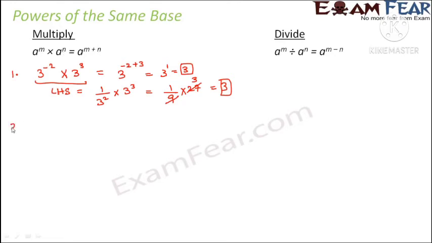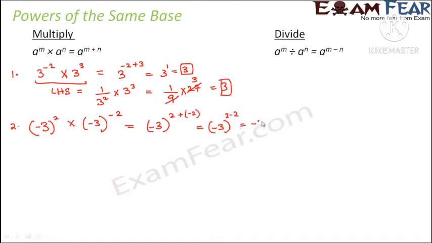Now let's take a few more examples. Let's say minus 3 to the power 2 multiplied by minus 3 to the power minus 2. In this case the bases are the same, both the bases are minus 3. So this becomes equal to minus 3 to the power 2 plus minus 2, which is minus 3 to the power 2 minus 2. So 2 minus 2 is 0. Anything to the power 0 is equal to 1.